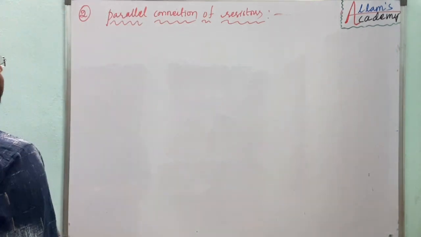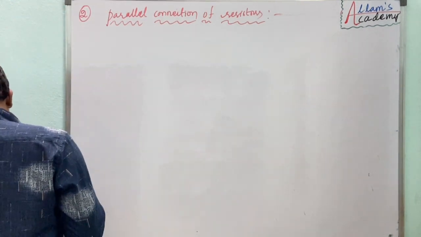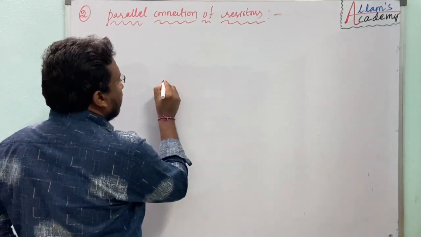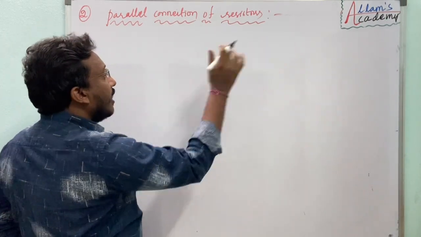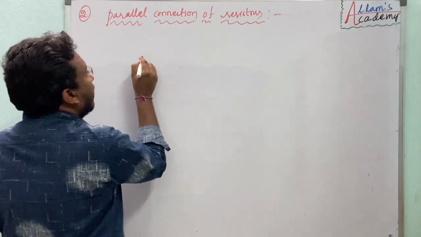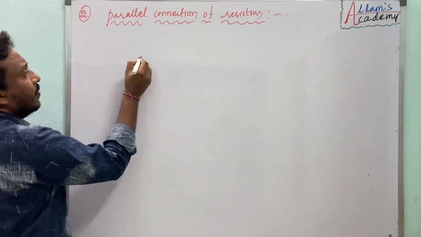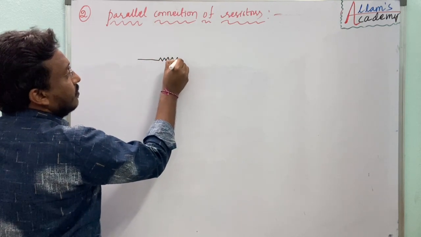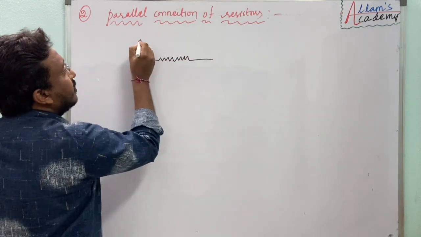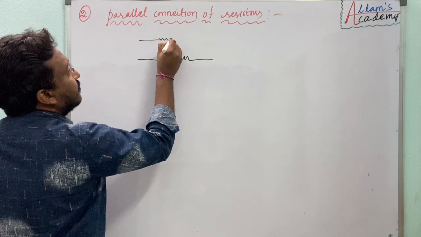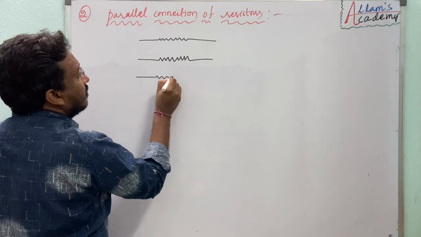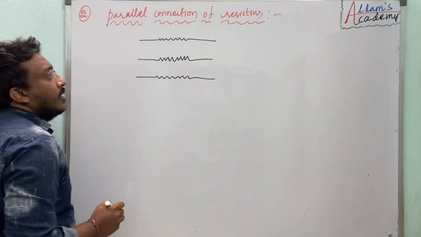Here, in the previous case, we have arranged the resistors all in series. Now, how can a parallel connection take place? Now we are going to do it. This is one resistor. One more resistor. See?